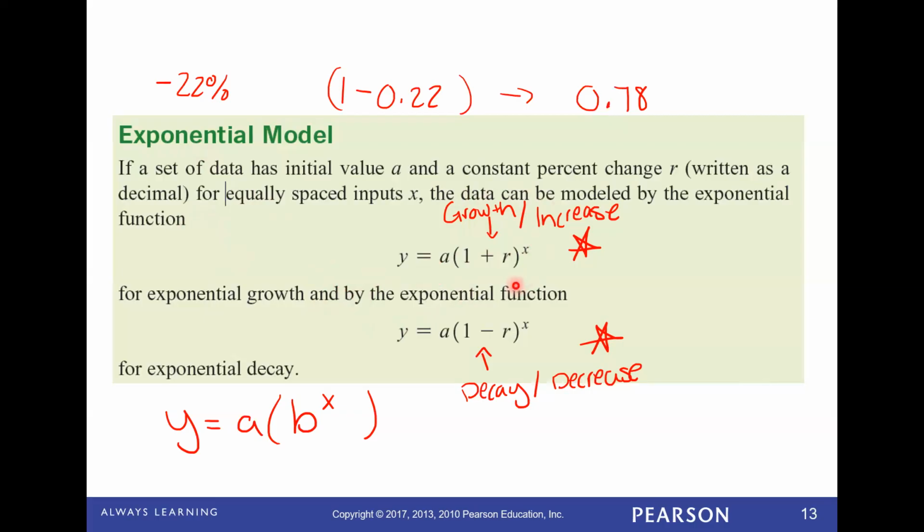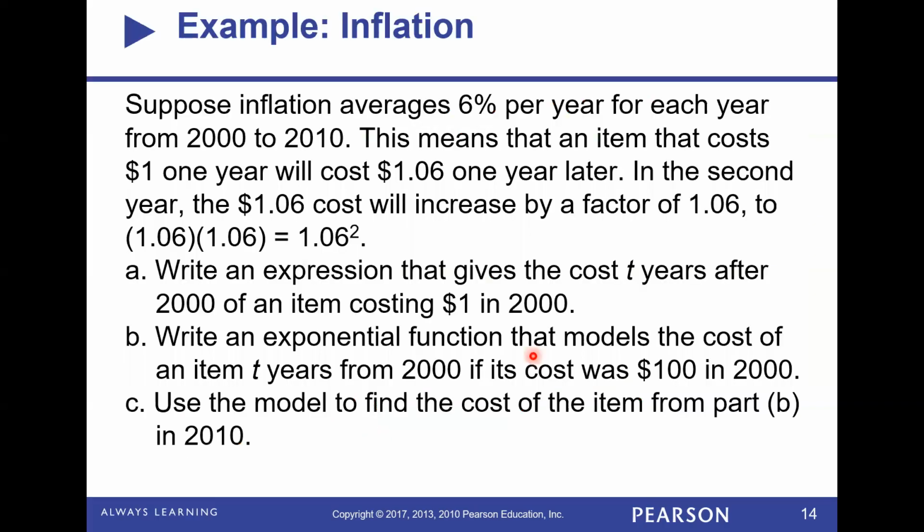Previously, a lot of times the moment you drive a car off the lot right after you buy it, brand spanking new, it loses its value, and it actually continues to lose its value kind of exponentially at first. So I would use the one with the minus on that one. Okay. So suppose you've got inflation and it averages 6% per year for each year from the year 2000 to 2010.